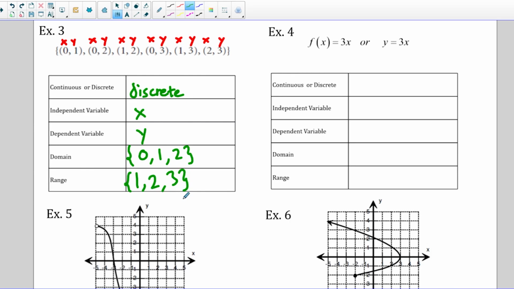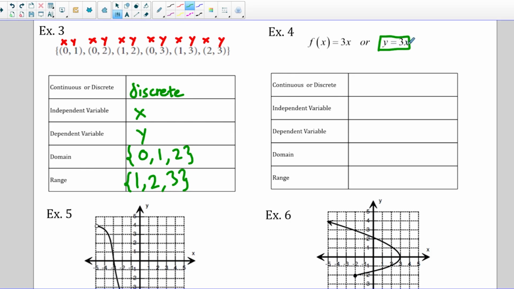Example number 4 is a little tricky. We haven't talked about linear functions or linear equations just yet, but we want to be thinking about what happens if we were to take a table of values and start looking at different values of x and y. Well, let's look at y is equal to 3x. We'll talk about f of x later on. But if we look at y is equal to 3x, let's think about what this relationship means. We can take any x value and we're going to multiply it by 3 to give us our y value.